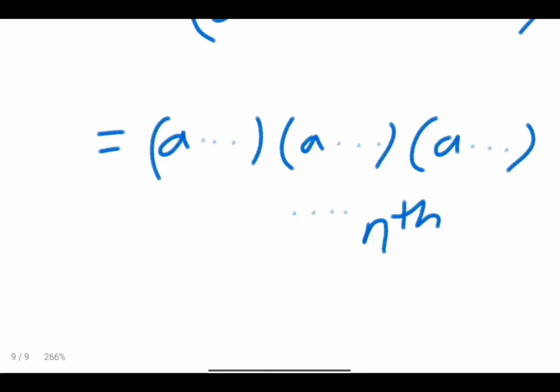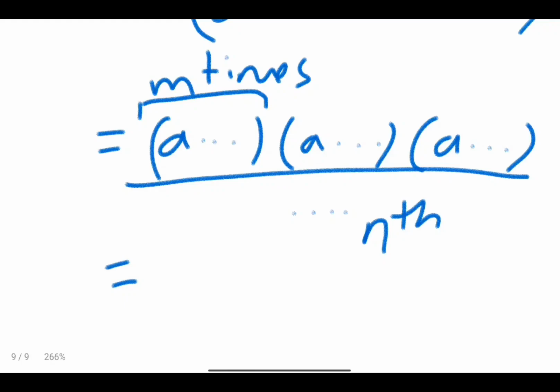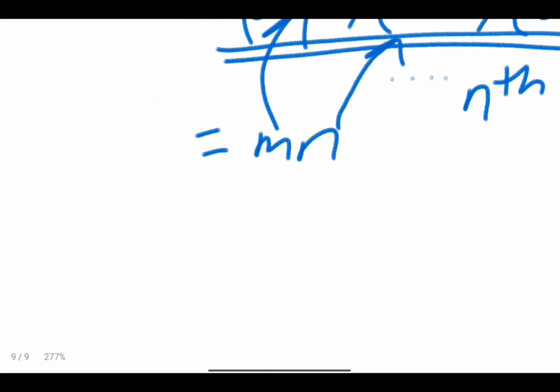Here, each of these brackets contains m times a's, and each of these brackets is repeated n times. So in total, how many a's do we have in this line? We have m times a's, which is repeated n times. So this is the total number of a's we have: m times a's repeated for this number of times.